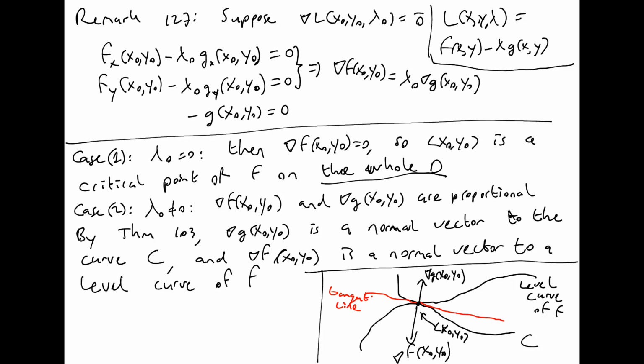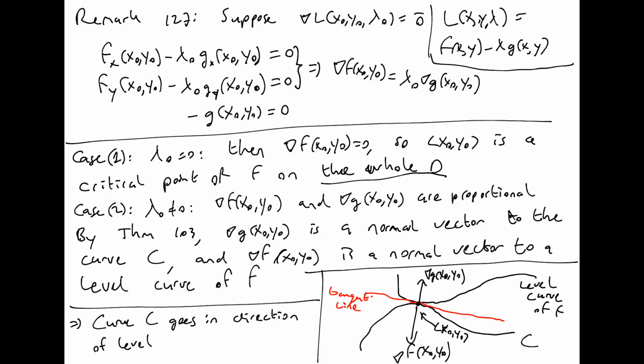So what does it mean? It means that the level curve of f and the curve c roughly go in the same direction around my point. So in other words, the curve c exactly goes in the direction of the level set of f. So let's write this down. So the conclusion is that the curve c goes in direction of the level set of f.